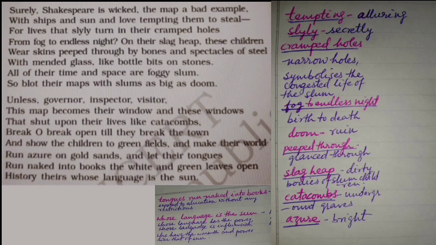The need for change in their material conditions through economic upliftment is symbolized by the gold sand. And the poet says that then only, it means if we uplift their economic condition, then only the slum children will be able to think of their own and express themselves.